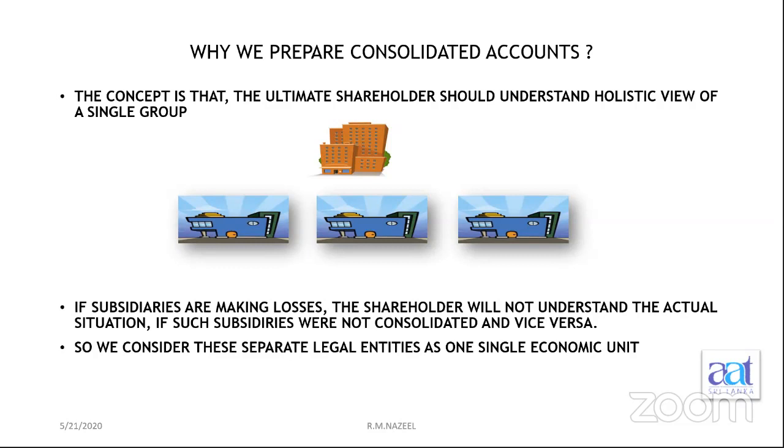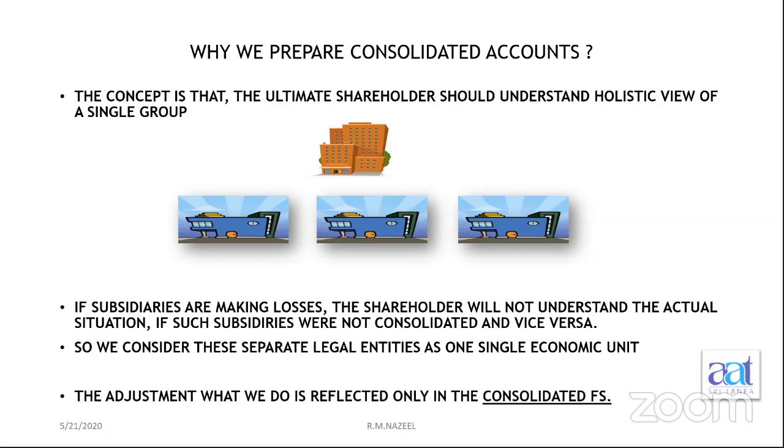Another important point. Now you will have a next question, sir. After doing all this, where do we record these adjustments, the accounting treatment? Keep in mind, we neither record in the parent nor in the subsidiary. We make all the adjustments in the consolidated financial statement, right, students?